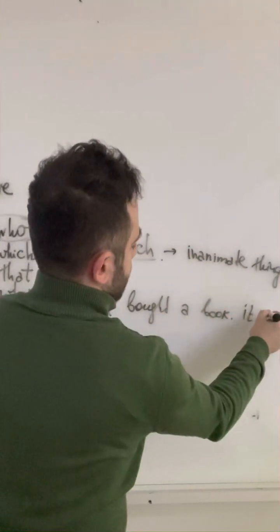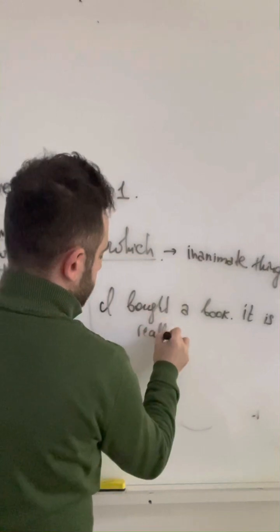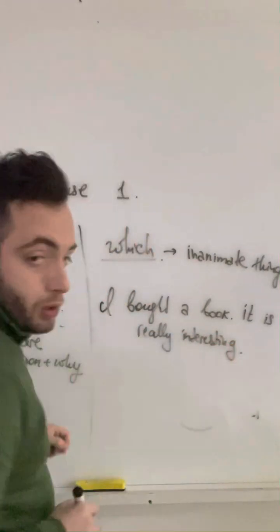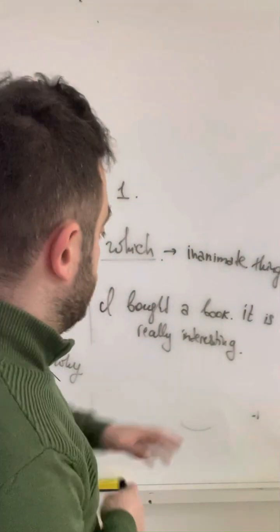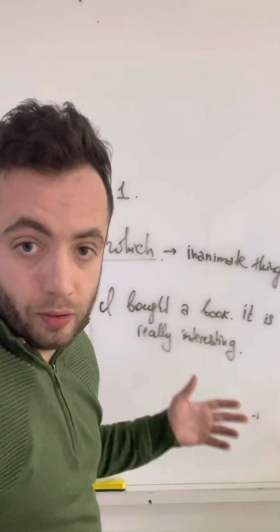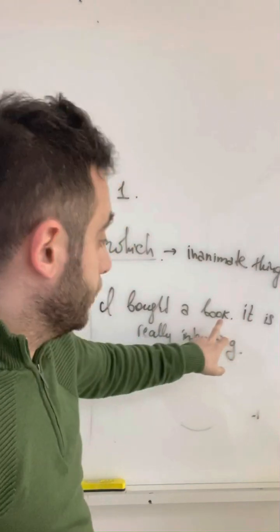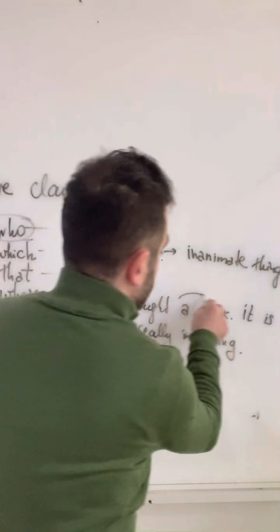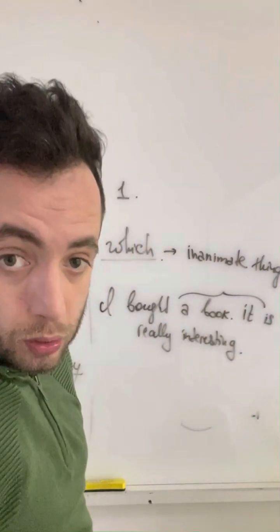It is really interesting. So this simple sentence, actually, has the words book and it. We know that this pronoun refers back to book here. So we can do what? We can make a great combination here and write what?